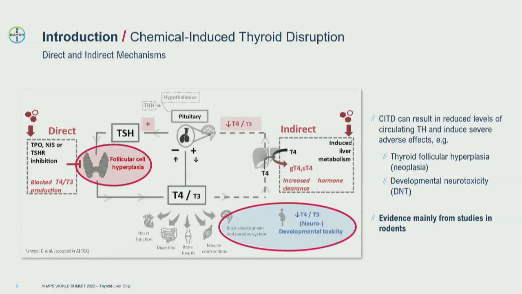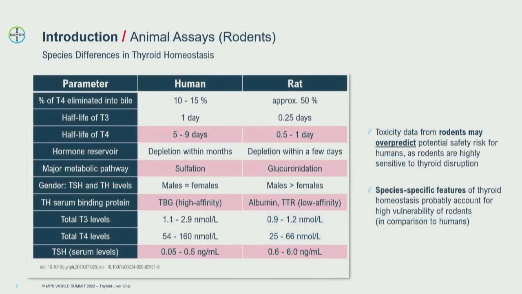So chemical-induced thyroid disruption can give rise to several adverse effects, and the most important ones are thyroid follicular hyperplasia, up to cancer formation from a prolonged stimulation by thyroid-stimulating hormone. Another one is developmental neurotoxicity, taking place when the blood level is constantly low. Again, the evidence stems mostly from rodent studies. However, it's known that rodents are very sensitive to thyroid disruptions and may overpredict the potential risk for humans with regard to these adverse effects.